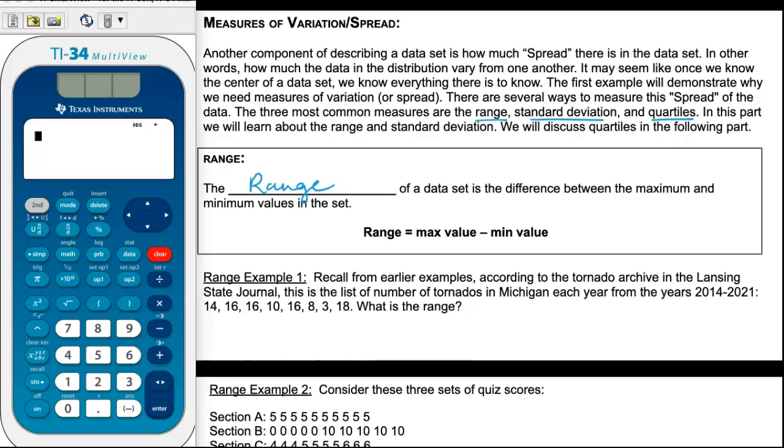In this first example, we're looking at the list of tornadoes in Michigan from 2014 to 2021. We're just going to find the minimum value, which in this case looks like it's 3, and the max, which looks like it's 18, and we're just going to subtract. So we say the range of values is 15 because they range from 3 to 18.